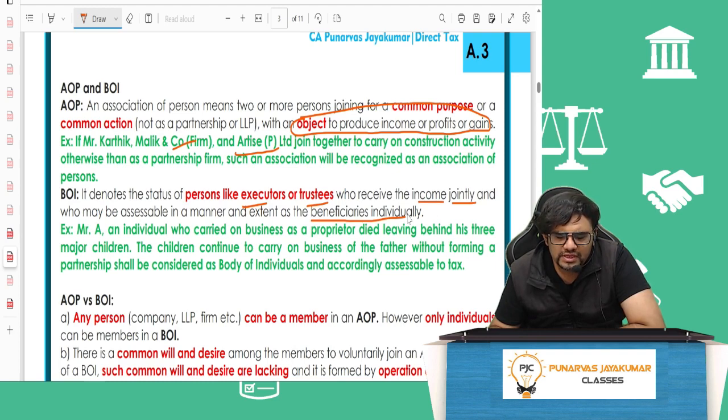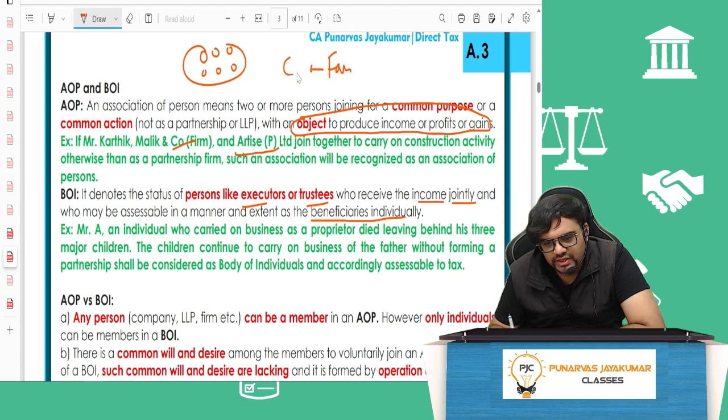So many people coming together and starting is also a body of individuals. Apart from that, if, for example, I create a group and the father says, after I die the property will be in all your names and money will come to each person, jointly you will own it. I will assess this as what? A body of individuals.